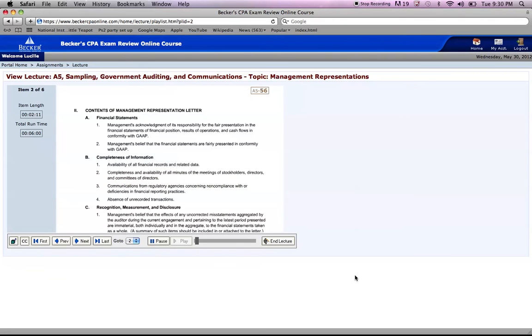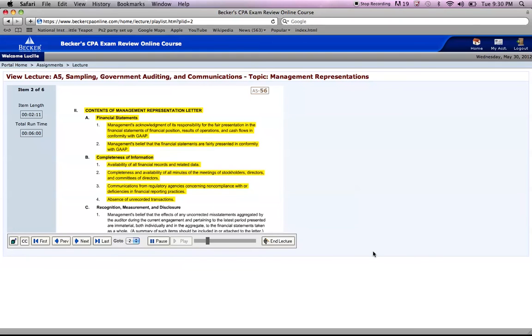Okay, next, contents of the management representation letter. Let's highlight this. We're going to basically highlight this whole passage here in Roman numeral 2, A and B. Financial statements. Management acknowledges its responsibility for the fair presentation in the financials. Results in operation and cash flows are in conformity with GAAP. Management's belief that the financials are fairly presented in conformity with them.